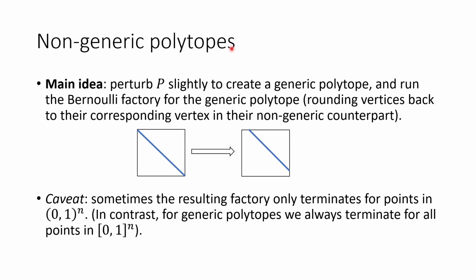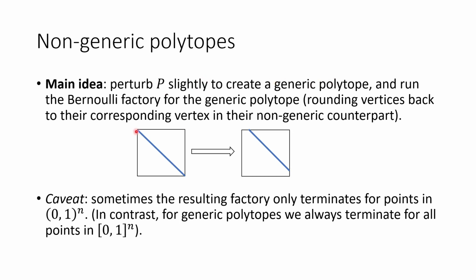So finally, all the previous factories we've described have worked for generic polytopes. There's a very simple way you can convert a factory for generic polytopes into a factory for non-generic polytopes. And the idea is as follows. What you want to do is perturb P slightly. Specifically, you want to add a tiny perturbation to b, if the hyperplane is x equals b, to create a generic polytope.